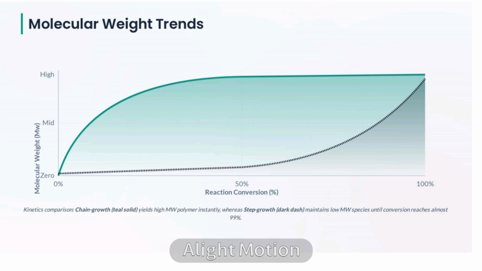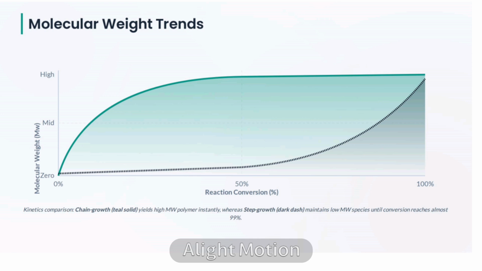Now, contrast that with the dark dashed line representing step growth, or condensation. The line stays flat on the bottom for almost the entire reaction. At 50% or even 80% conversion, you mostly have short dimers, trimers, and oligomers. It is only in the final moments of the reaction, as we approach 98% to 100% conversion, that these oligomers finally couple together to create the steep exponential peak in molecular weight.